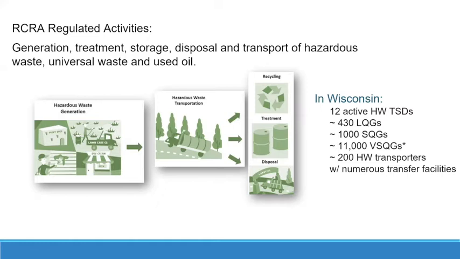On the generator side of the house, episodic generation is going to allow folks to not have to operate at a higher status. They're not going to be bouncing in and out of an LQG status and potentially even out of an SQG status. So this is good news for the generators in the state, maintaining that lower regulatory threshold. But I just wanted you to get a sense of the volume of activity that we have in the state.